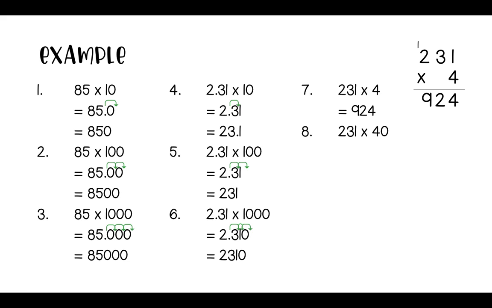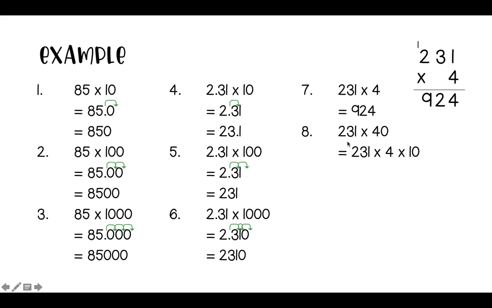231 times 40, this one's a bit different. This is a multiple of 10, so we can still answer this question, but there's just an extra step. So the first thing we need to do is split this 40 into 2. So we've gone 4 and 10. Now if we go, what is 4 times 10? Your answer is going to be 40. So we still haven't changed anything. It's just that we've made it look different.